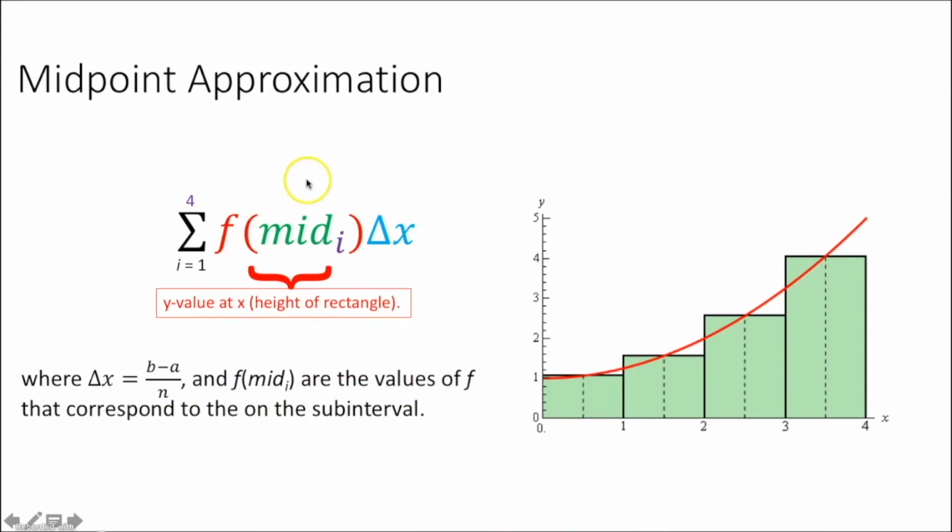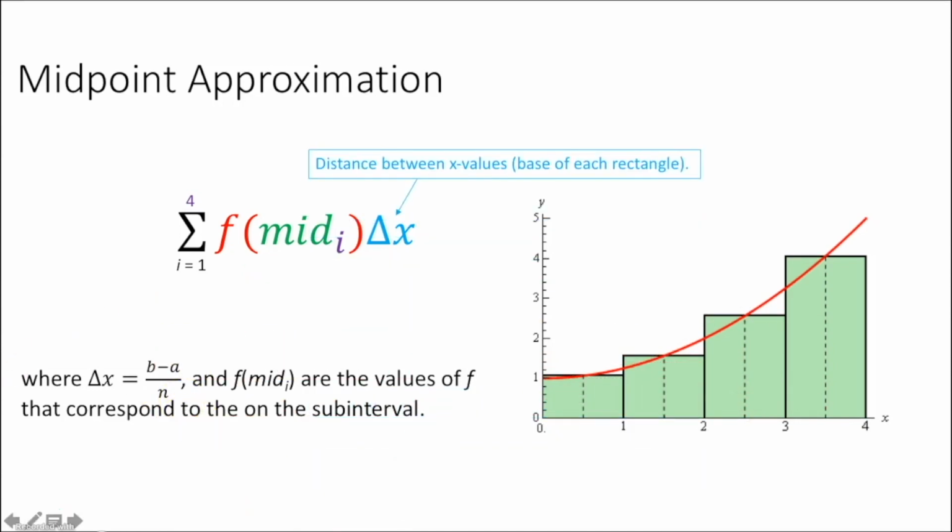And again, f of your midpoint represents the height of your rectangle. That's the y value that the function is at that given x value. The delta x you get by doing the exact same thing, b minus a over n. That does not change.